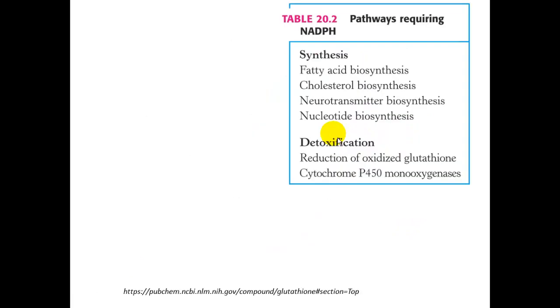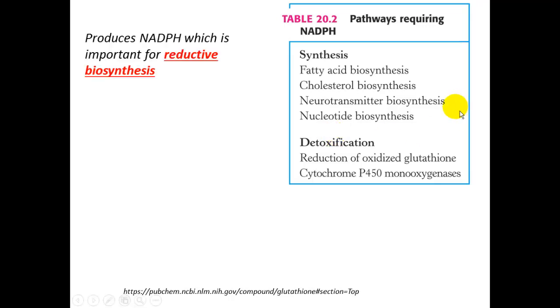Going back to NADPH, some of the things that differentiate it from NADH is this concept of reductive biosynthesis. So the first thing that we want to realize is that NADPH is important for reductive biosynthesis. Some of the things that get biosynthesized are fatty acids and cholesterol, so steroids are important in this. Neurotransmitters get biosynthesized through a reductive biosynthetic pathway, so that means they will require NADPH as a cofactor for their synthesis. And also RNA and DNA, nucleotide biosynthesis.